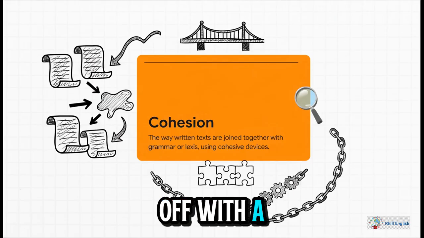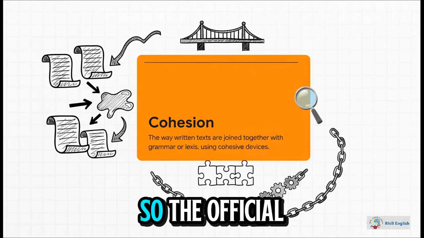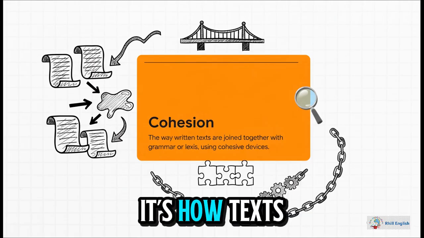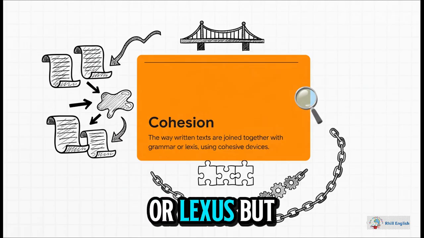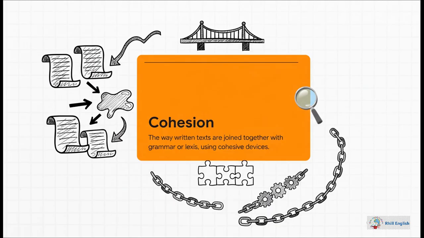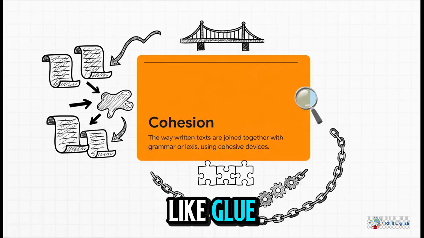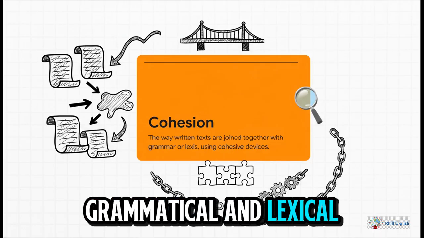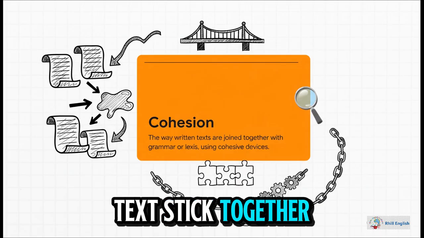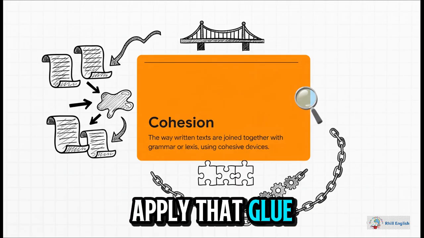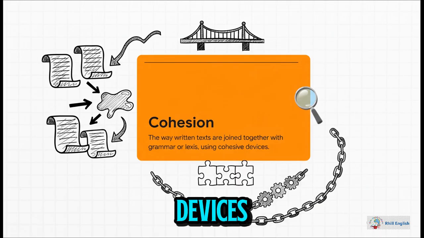Let's kick things off with a big one, cohesion. So the official TKT glossary says it's how texts are joined together with grammar or lexis. But what does that really mean? Honestly, the best way to think about it is like glue. Cohesion is the grammatical and lexical glue that makes a text stick together. And the tools we use to apply that glue, we call those cohesive devices.